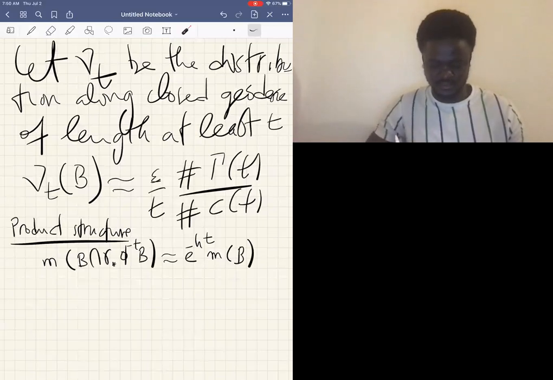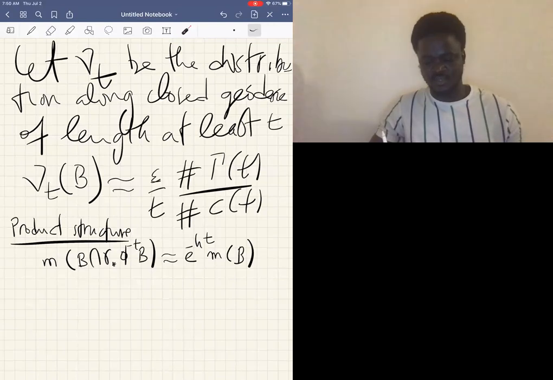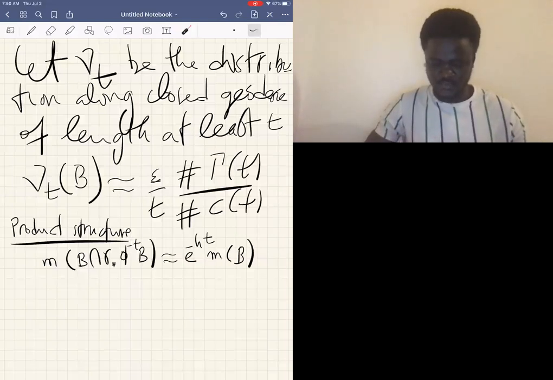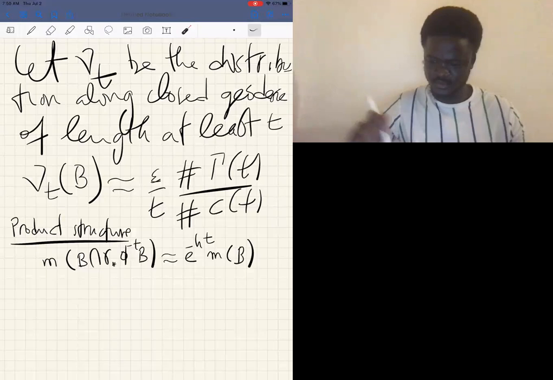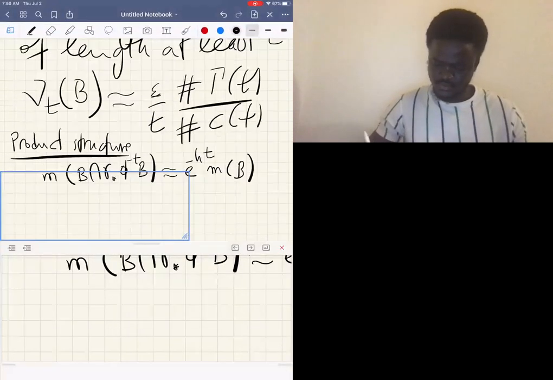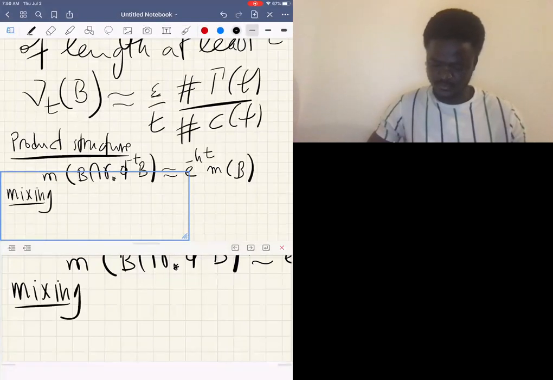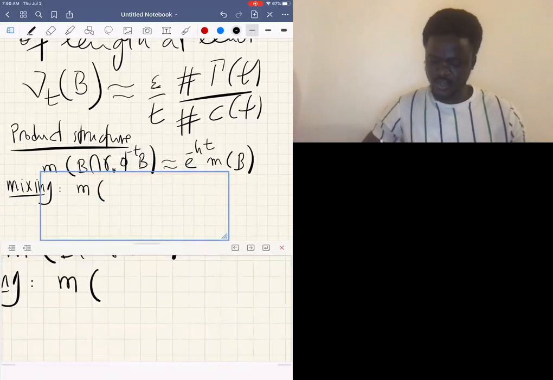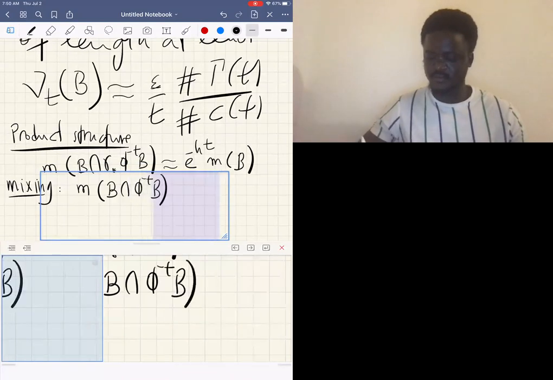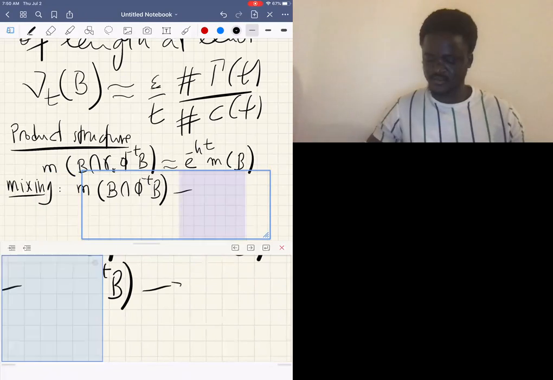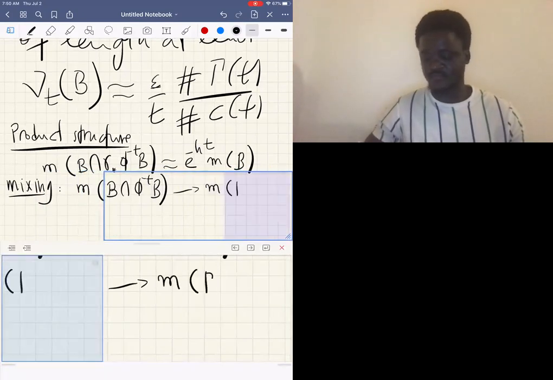It uses the product structure of the measure. Basically, it uses the fact that the measure is given by the Patterson-Sullivan construction, which has a product structure. And then we use mixing, to have that the measure of B intersect phi minus T B is converging to the measure of B squared.